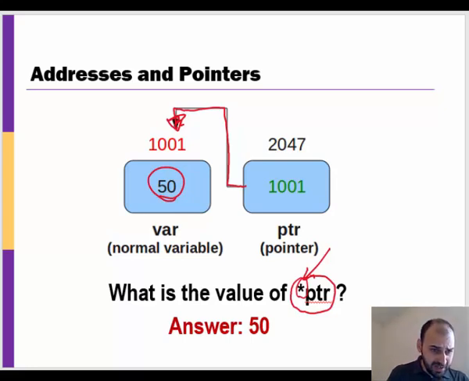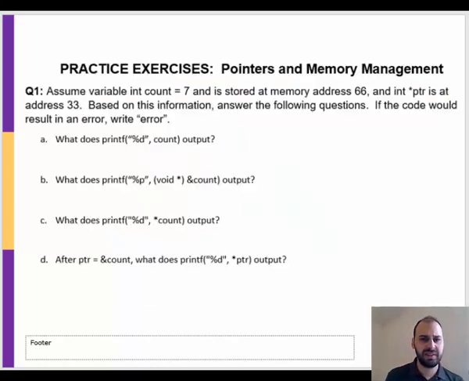Okay, so let's wrap this up with a way of practicing a couple key things. Let's look at this exercise here, and I'll read it to you, and then we'll draw it out. So this exercise says assume variable int count equals 7.